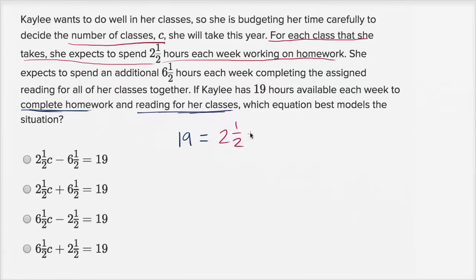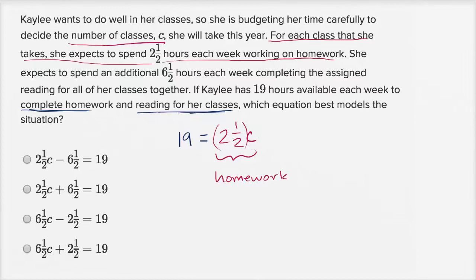So the amount that she spends on homework is going to be 2.5 times C. I'll put in parentheses just to make it clear what I'm doing here. So it's going to be 2.5 times C is the amount she spends on homework.